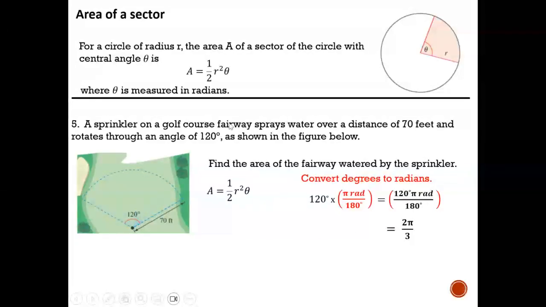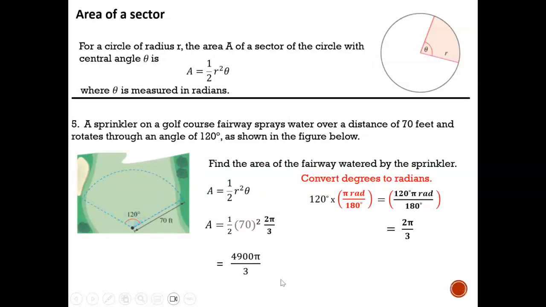So what's given, right? I already got the radius. The radius is going to be 70, and the conversion of 120 degrees is 2 pi over 3. And we just plug everything in, use your calculator, and we get our answer. So the area approximately will be 5,131 square feet. That's how much water the grass at the golf course was watered. Okay.